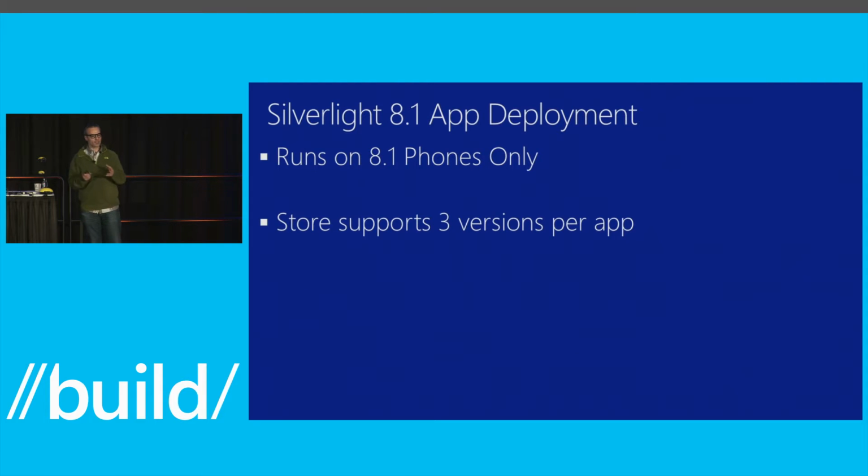Okay, so the store now supports 3 versions of your app. It supports the 7.1 version for your Windows Phone 7s. It supports the 8.0 version, so that's what it's like today. And now it supports a 3rd version, 8.1, either a Silverlight 8.1 or a XAML 8.1. You can't have both, obviously. And the appropriate version will get installed on the user's phone depending on their operating system version.